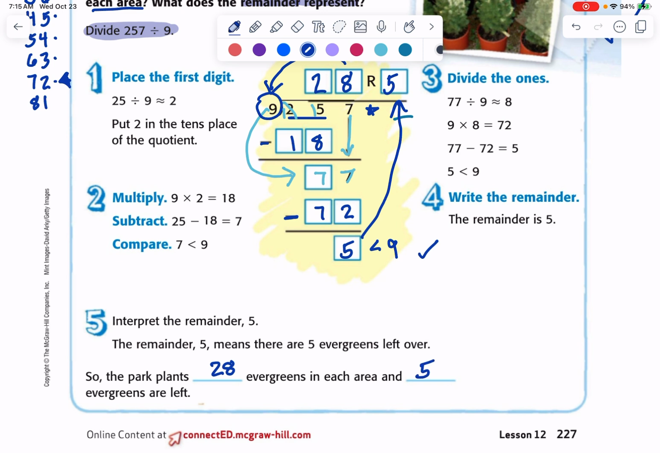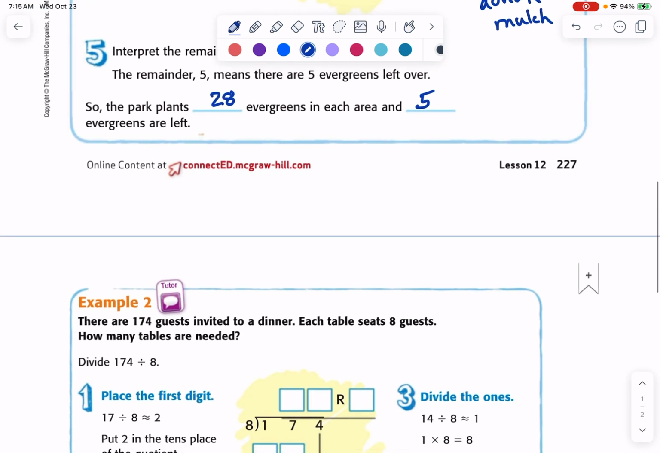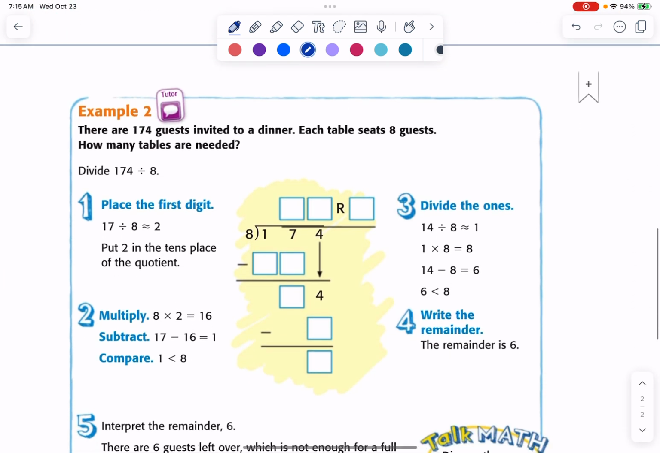I don't know. What would you do with the leftovers? We could donate them to another cause. We could mulch them maybe, use them as fertilizer. You think of an idea. What should the park rangers do with them? All right, let's try this again and think about what the remainder means.